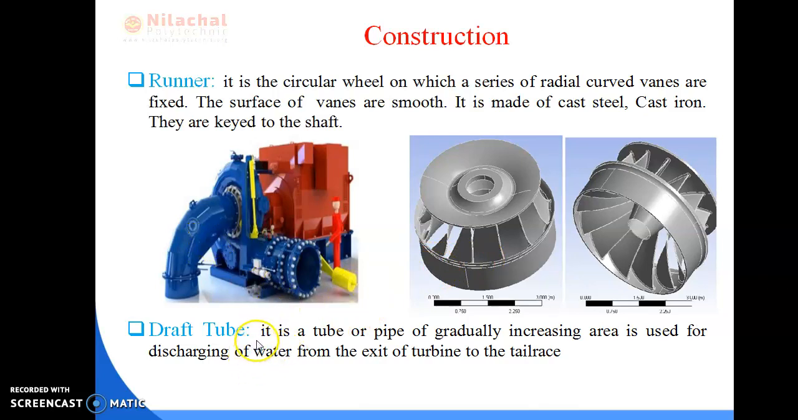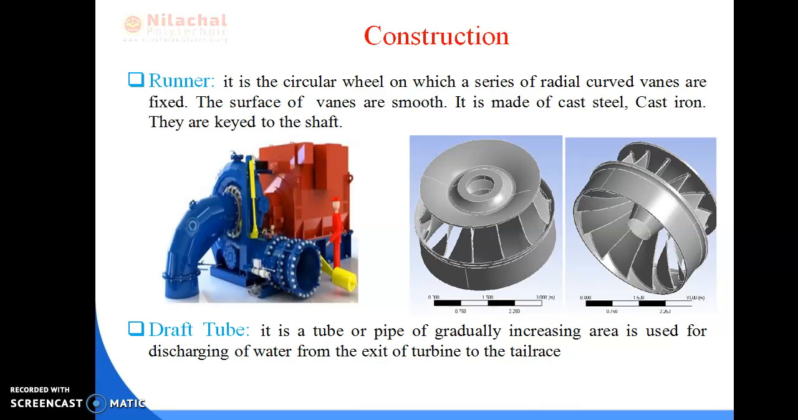Next point is the draft tube. The water, after doing the work on the runner, passes to the tail race through a tube, and that is known as the draft tube. From the figure, this is the draft tube. The main function of the draft tube is to carry the water from the outlet of the turbine unit to the tail race level. The draft tube is made up of steel plates riveted together, or it is a concrete tunnel.